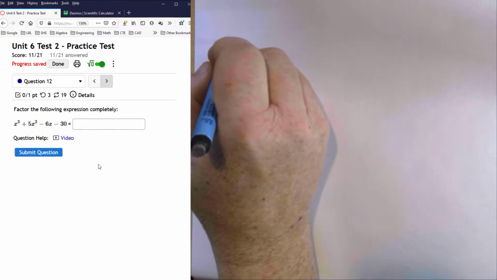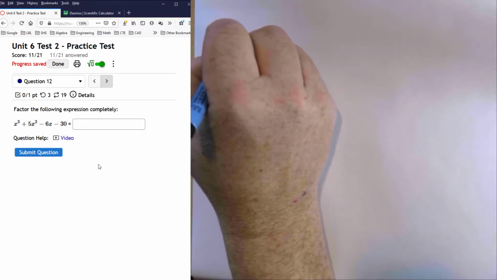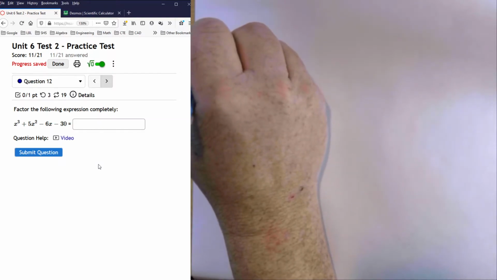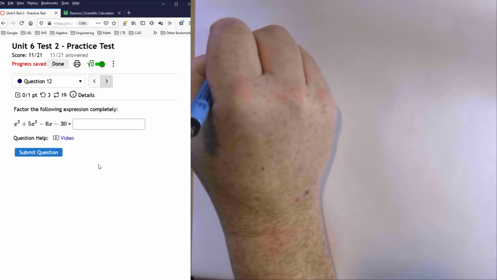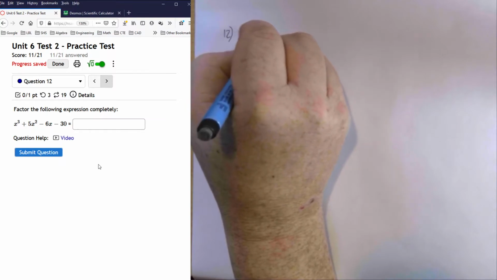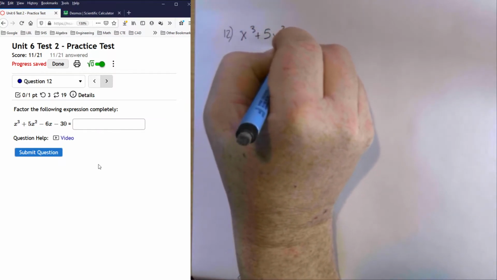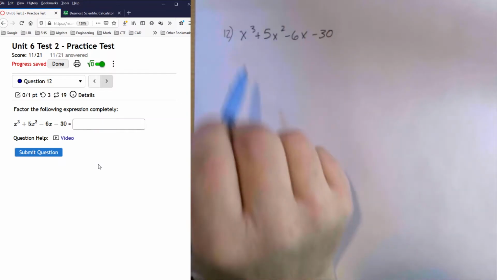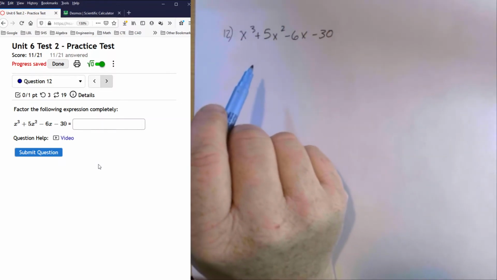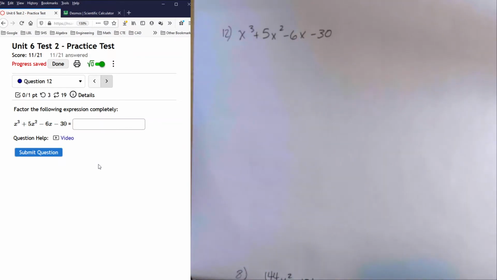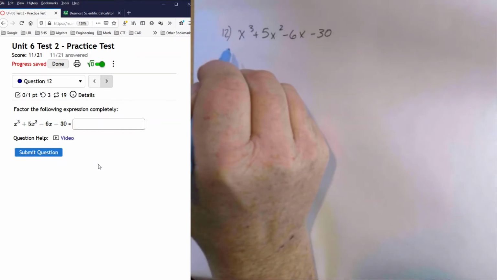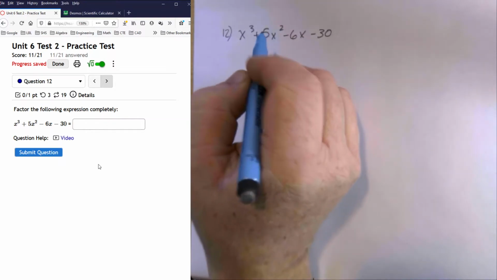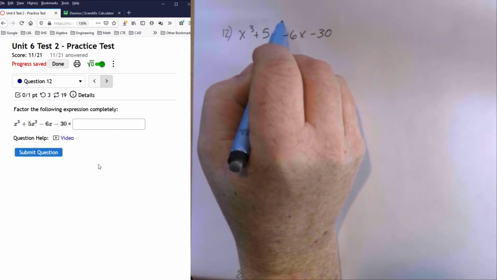All right, so the next one, they ask us to factor this. And so this is kind of a different looking one. This is number 12. So they give us x cubed plus 5x squared minus 6x minus 30. And so this is not a quadratic trinomial. So we've got to think about factoring this in a different way. We're going to factor it by grouping. Okay, so we're going to use some grouping here.